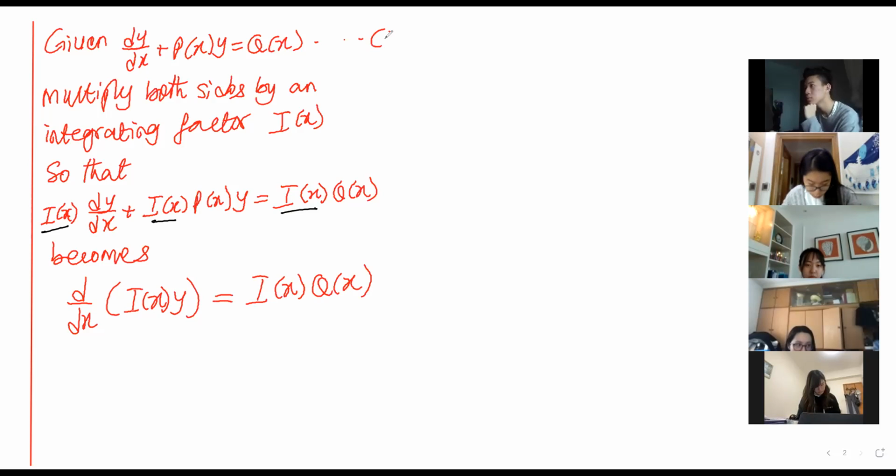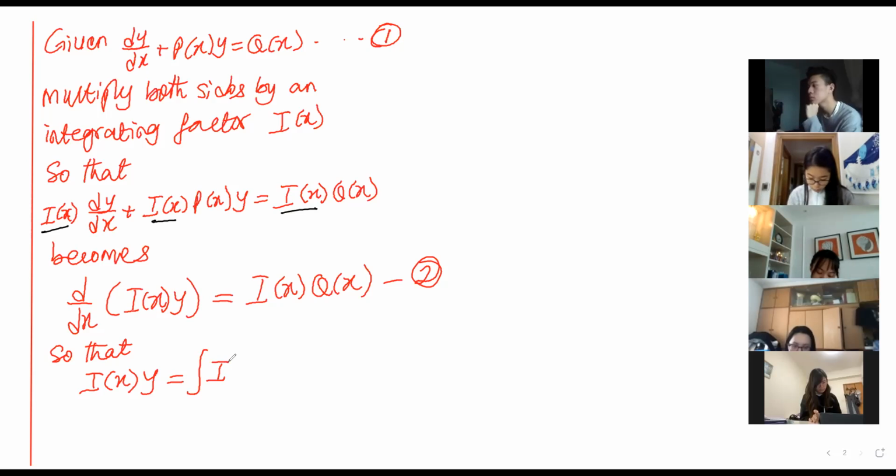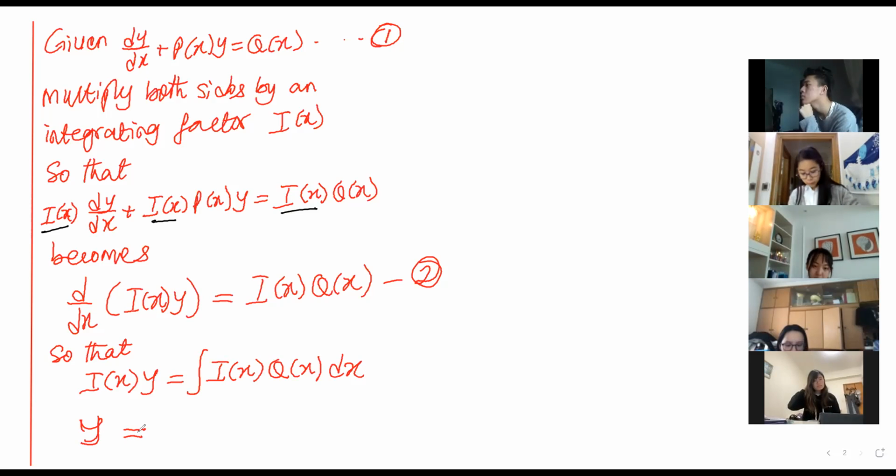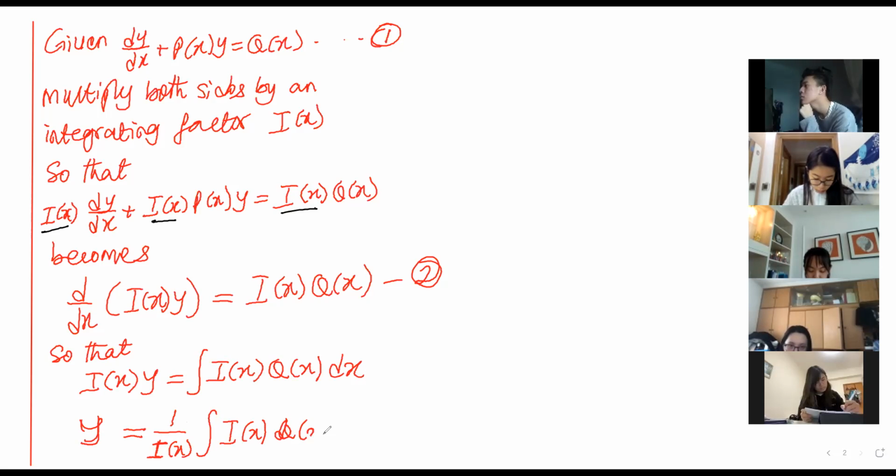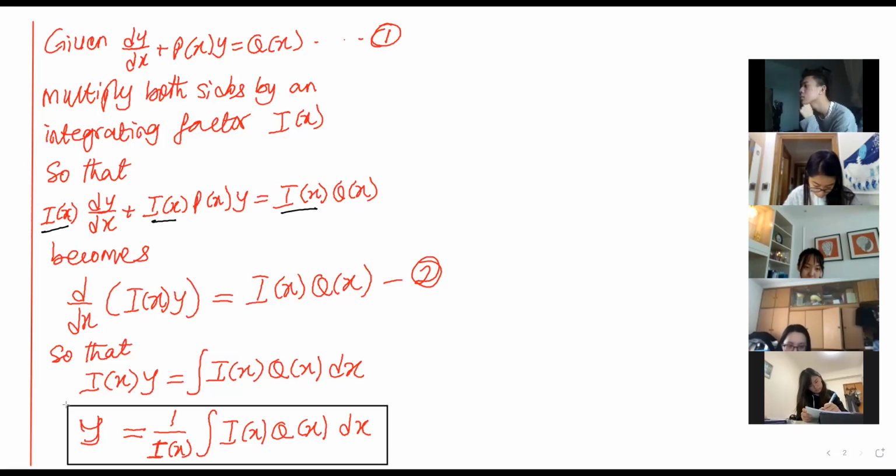So the original equation is equation 1. Let's call this step equation 2. From equation 2, I(x)y will then be the integral of I(x)Q(x) dx. Are you with me, everybody? So the y you're looking for is going to be 1 over I(x) times the integral of I(x)Q(x) dx. This will then be the solution of the equation. Okay, this is then how to solve it.